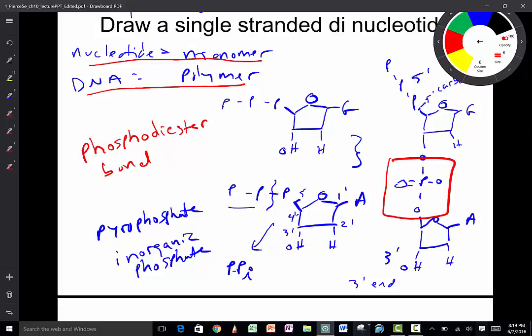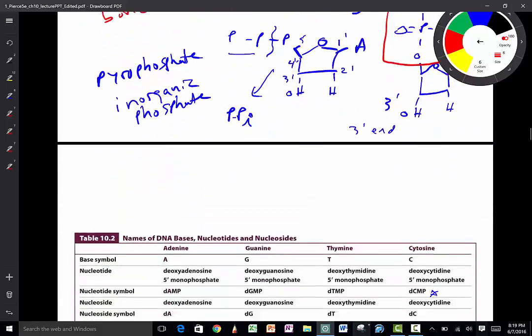We're going to talk about different kinds of molecules. We're going to talk about proteins. Proteins have different kinds of bonds. Amino acids are the monomer, polypeptides are the polymer, and peptide bonds are the bonds. Here we've got monomers are nucleotides, polymers are DNA, and the phosphodiester bond is the bond that links them together.